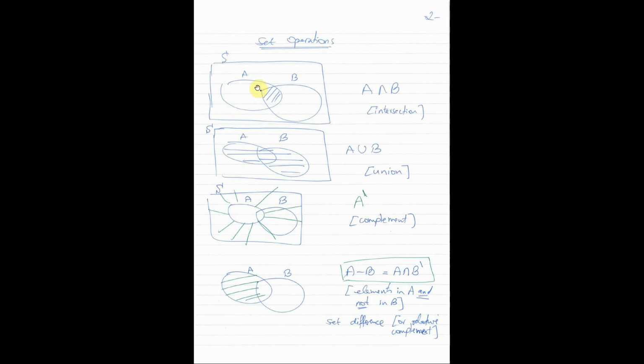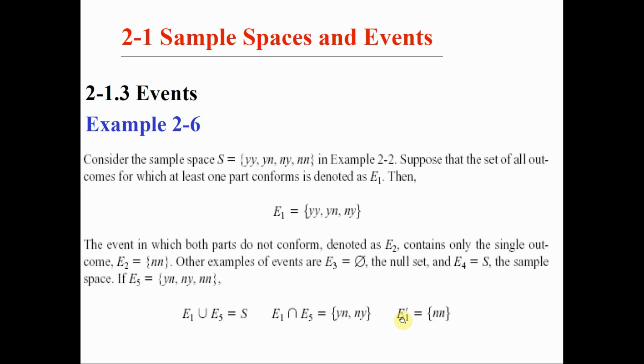We have a sample space, and A and B are events in the sample space. So what belongs to the sample space but not to E1? What was E1 again? YY, YN, NY. So what is the only remaining outcome in the sample space? NN. So E1 complement is NN.